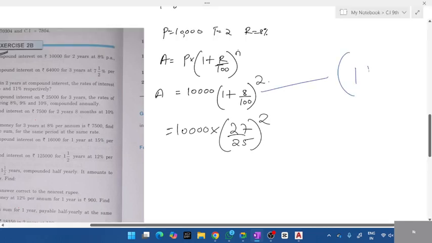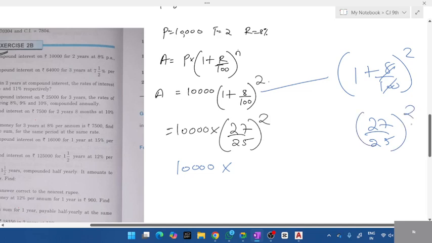Look here. This 1 plus 8 by 100, the whole square. Take LCM. You can reduce it and take LCM. Now let me write 10,000 multiplied by 27 divided by 25, the whole square. How many times is it multiplied? Can I write it like this? 27 into 27 divided by 25 into 25. Now reduce it.